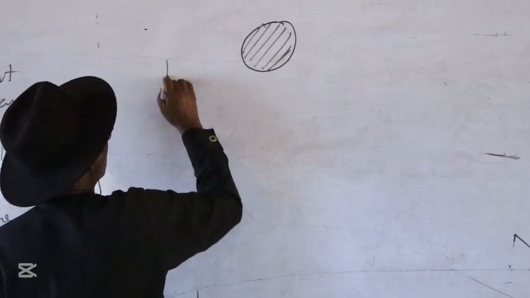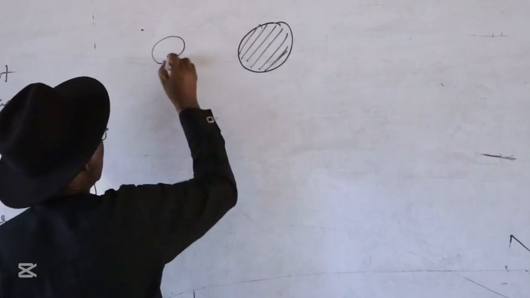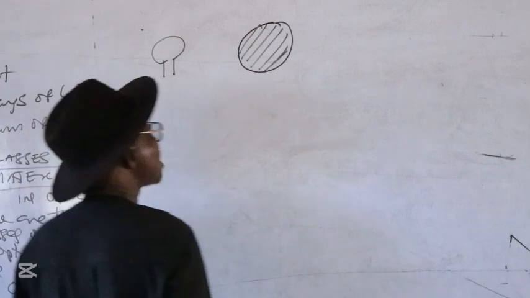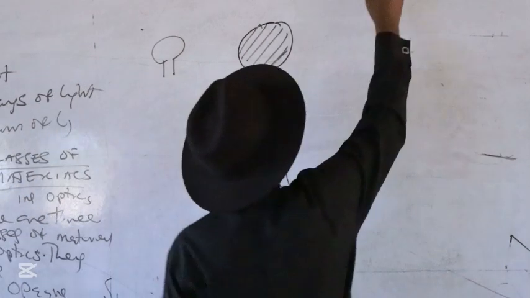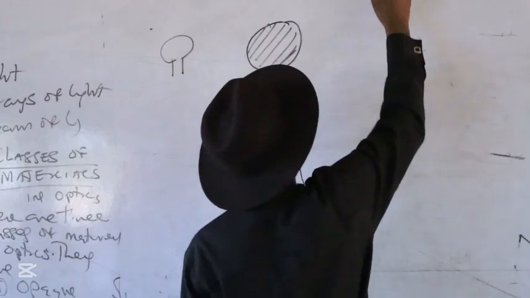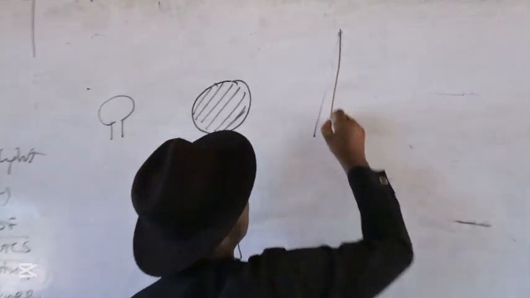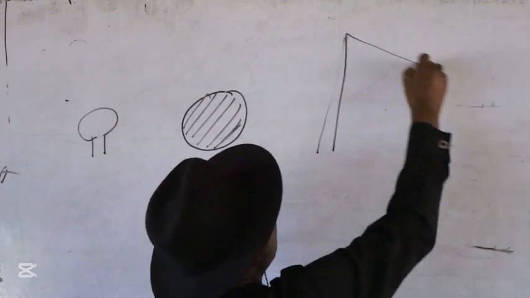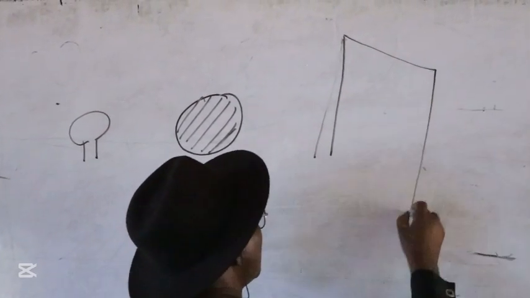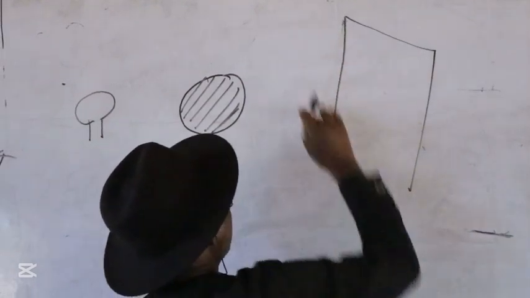We can have a source of light here. This is the source of light. And of course, you can have a screen. A screen is a white, flat surface on which the shadow is formed.